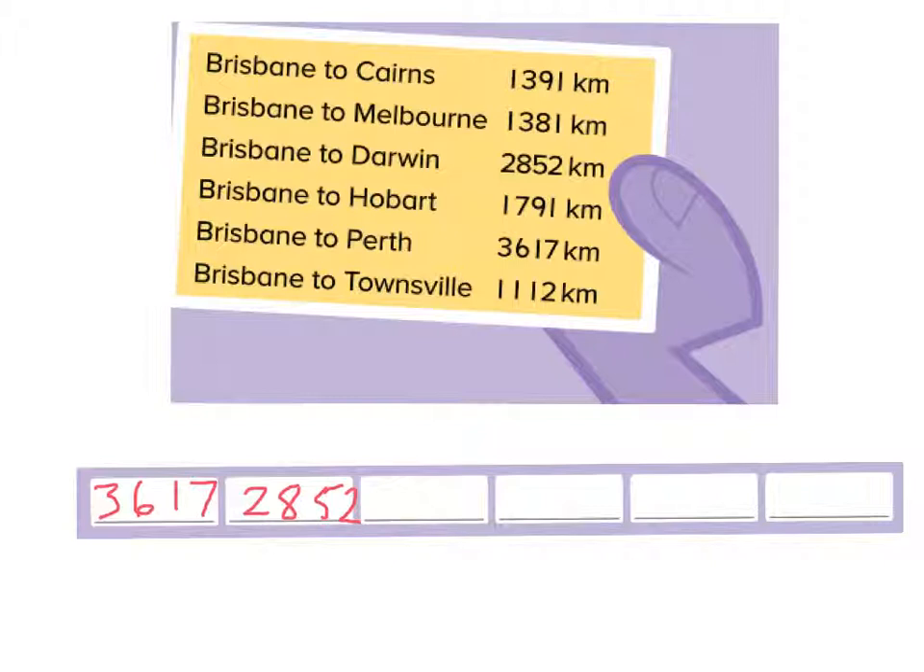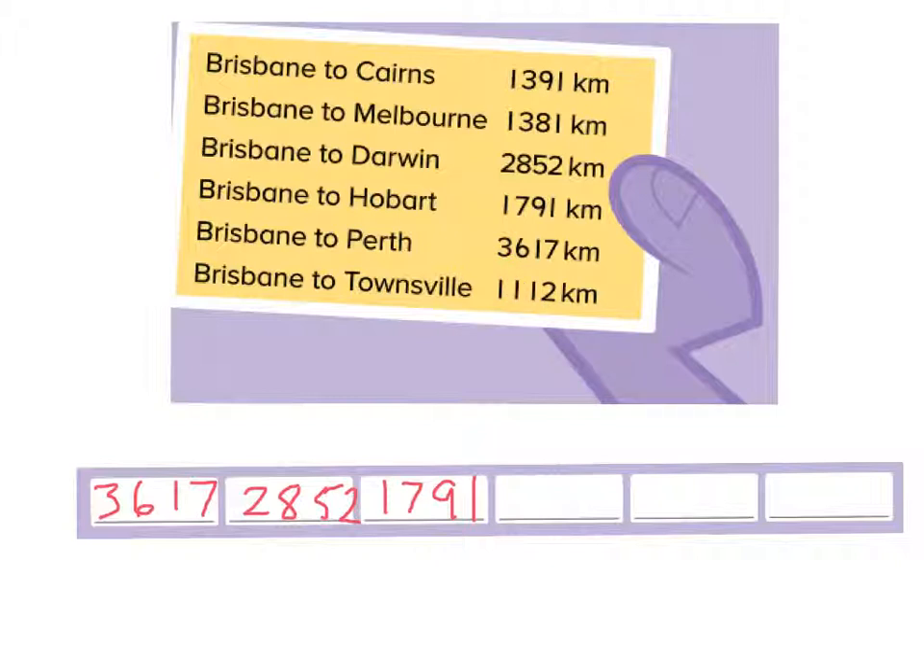Now the next number, all my distances have a 1 in the thousands column. So I'm going to have to move now to the hundreds column and see which one is the biggest. Which is the biggest out of the hundreds column? 3, 3, 7, 1. There we go. It's this one here, 1,791, Brisbane to Hobart.